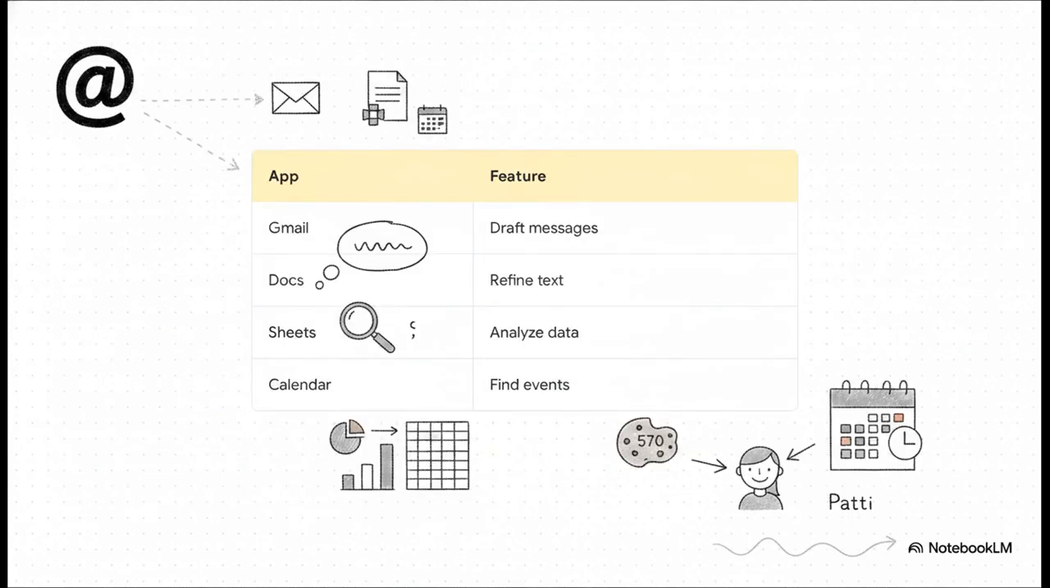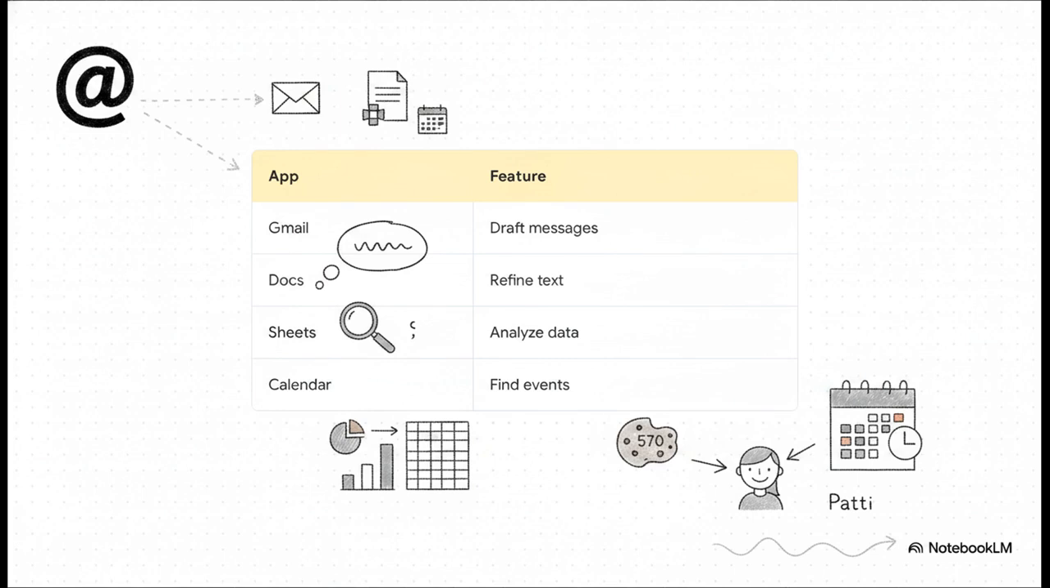By simply typing the @ symbol in the prompt box or using the built-in workspace icons, Gemini talks to your entire Google ecosystem. In Gmail, draft messages; in Docs, refine text; in Sheets, build pivot tables; and crucially, in Calendar, it acts like your own personal secretary.